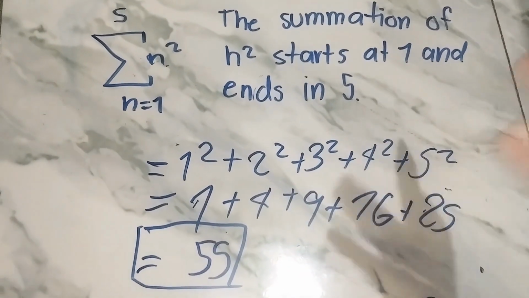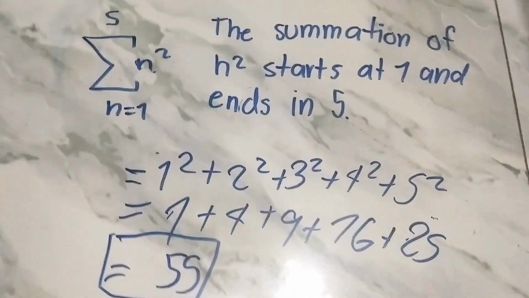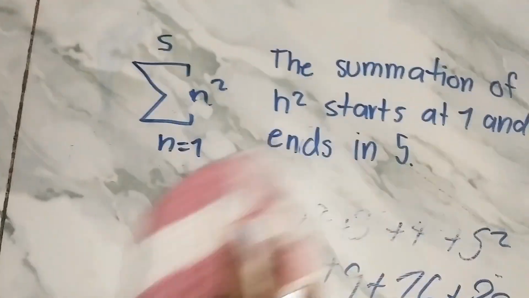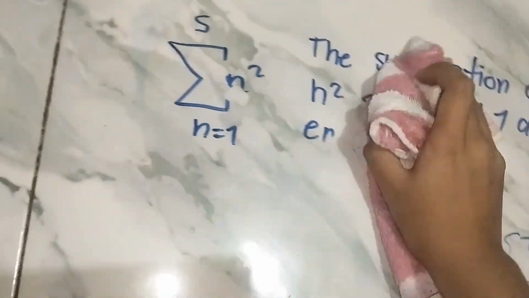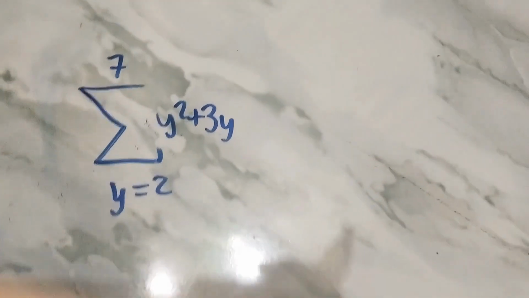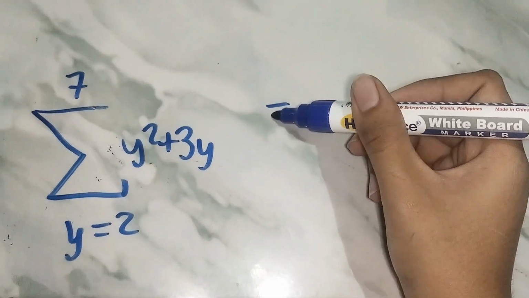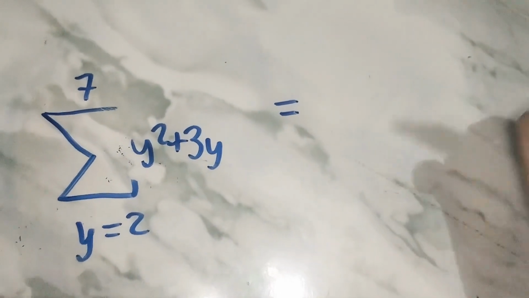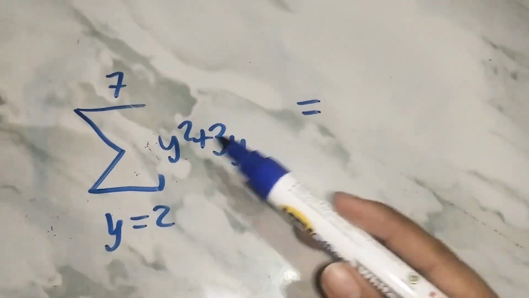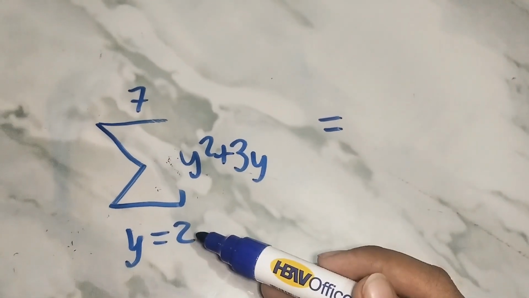Get it right? It's pretty easy, but I know some of you are still confused, so let us have another example. This is an upgraded level of difficulty. Let us start. Just like what we did before, we're going to copy this and substitute the y variable with 2.